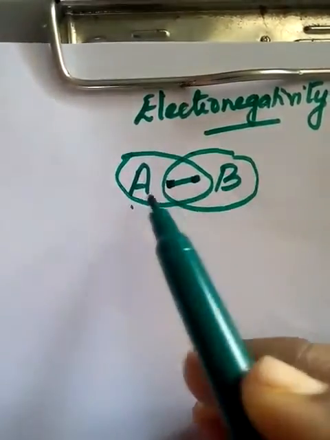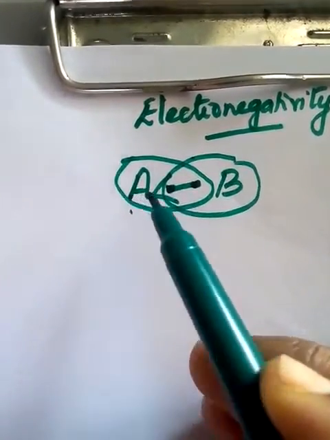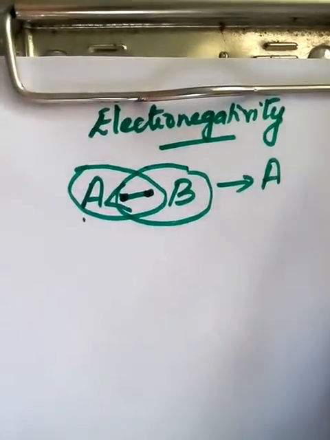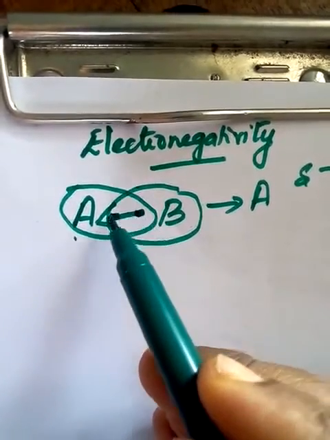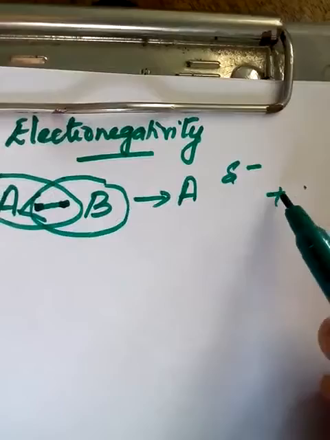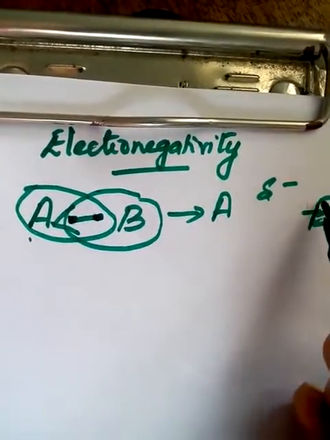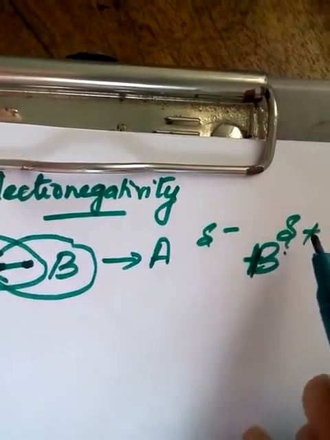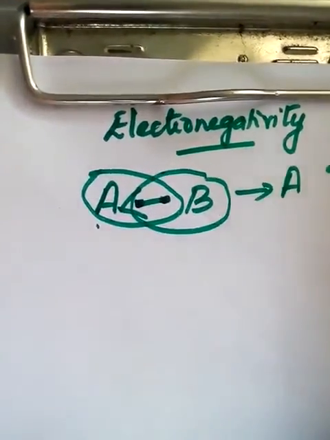If A is highly electronegative, then it will pull both the electrons towards itself and carry a partial negative charge, because A is pulling the electrons. So when the electrons migrate towards A, it carries a negative charge, and B becomes slightly partially positive, because both the electrons are shifted towards A. So A carries partial negative, and B is partially positive. This is what is called electronegativity.